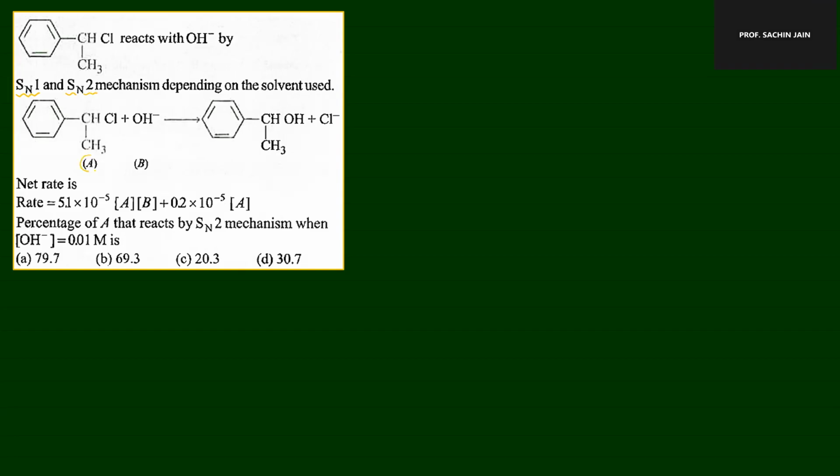So there is this substrate A reacting with the reagent OH minus. Simple substitution takes place to give you a secondary benzyl alcohol. This is a leaving group, which is a good leaving group. Now the kinetics question. The net rate is given as rate equal to 5.1 into 10 raised to minus 5 A into B plus 0.2 into 10 raised to minus 5 times A. The percentage of A that reacts by SN2 mechanism when OH minus is 0.01 molar is.